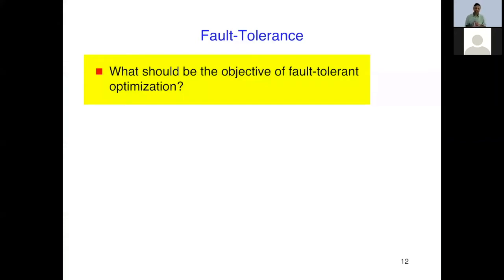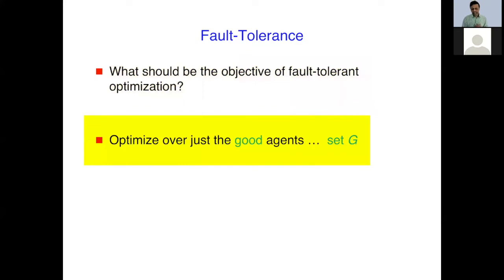Before we can design a fault-tolerant optimization algorithm, the first question we have to answer is, what are we trying to do here? What is the objective that we want to achieve when there are compromised agents in the system? There could be one agent or more than one. And here is a reasonable objective that we are going to start with. Perhaps what we want to do is to ignore the faulty agents, ignore the compromised agents, and minimize the global cost over just the good agents.